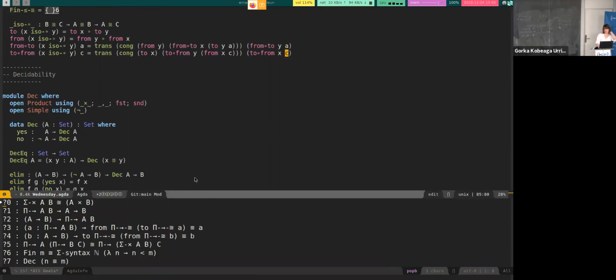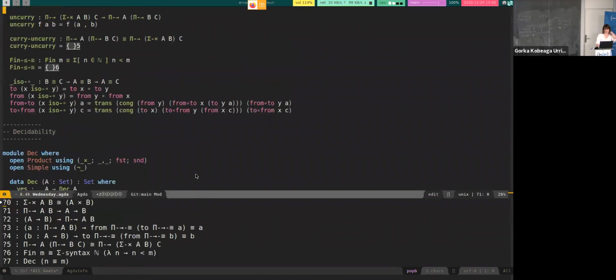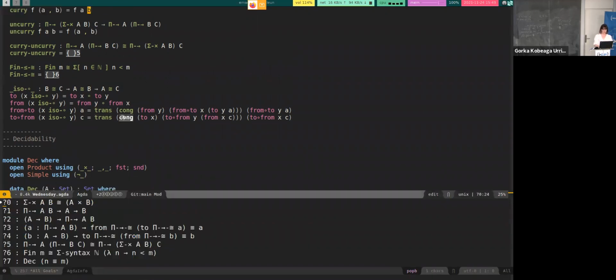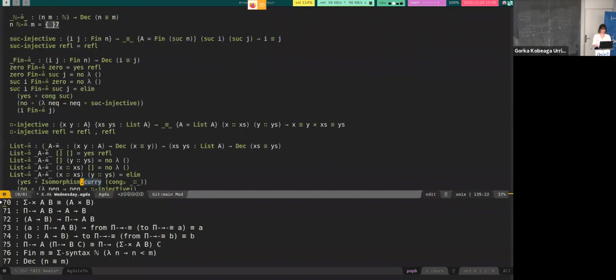Any questions so far? One thing about k-bindings: for example, you started and wrote trans, and then somehow trans got out of the hole and you had a hole. Yeah. How did I do that? Yeah, that's Ctrl+C, Ctrl+R for refine.